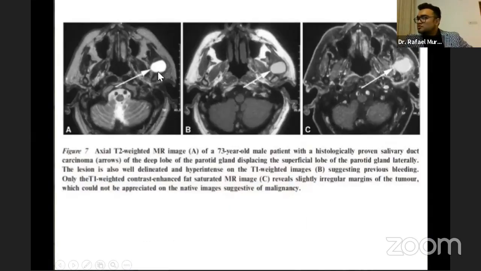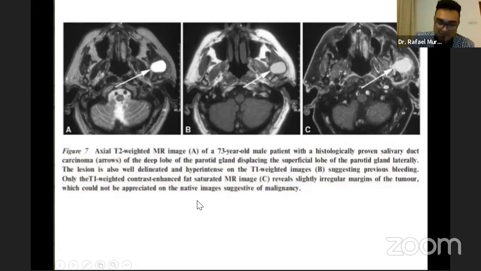So now we are seeing a salivary duct carcinoma. This is a case of salivary duct carcinoma, which is a T2-weighted image of a 73-year-old male patient with histologically proven salivary duct carcinoma in the deep lobe of the parotid gland, displacing the superficial lobe of the parotid gland laterally. The lesion is also well delineated and hyperintense on T1-weighted image.